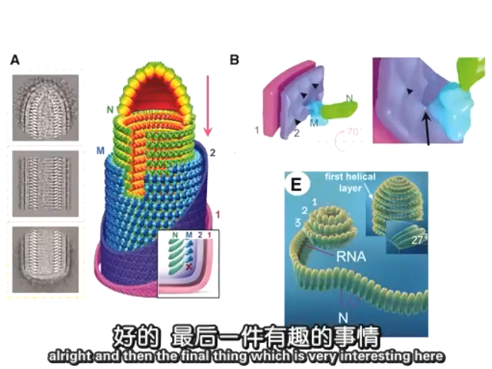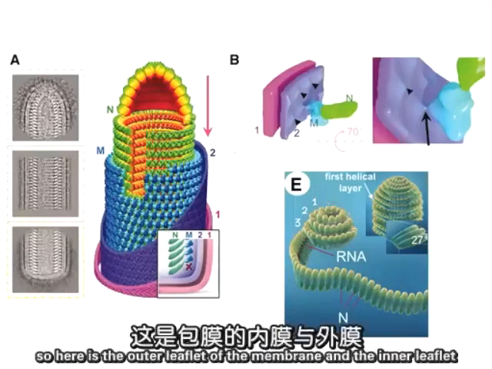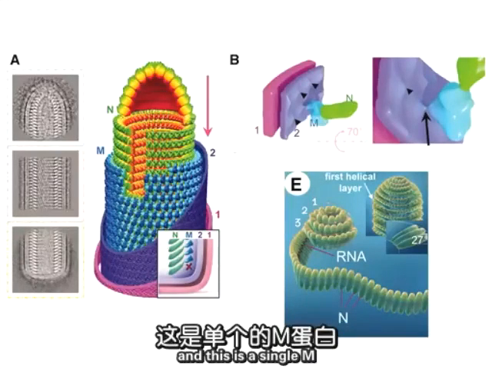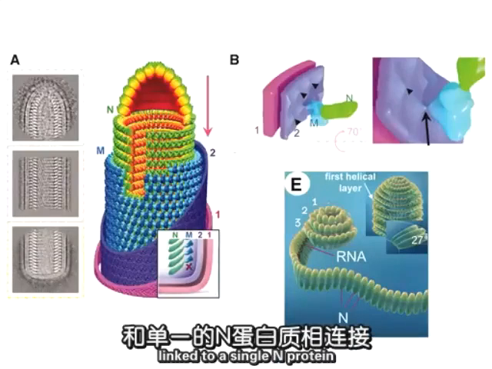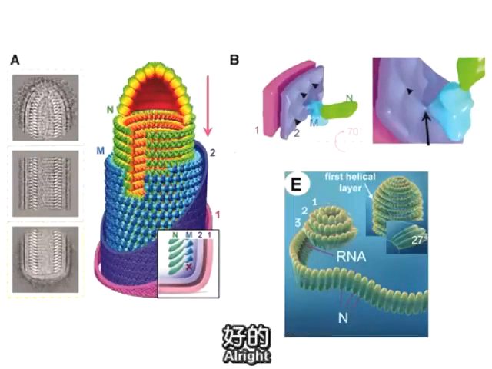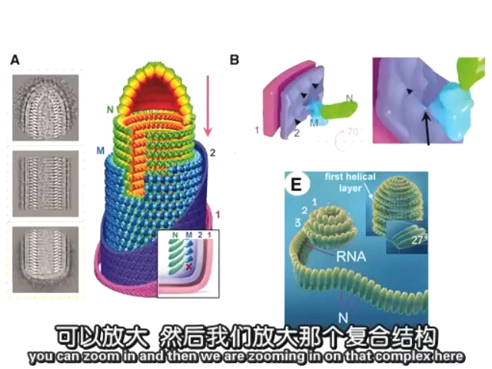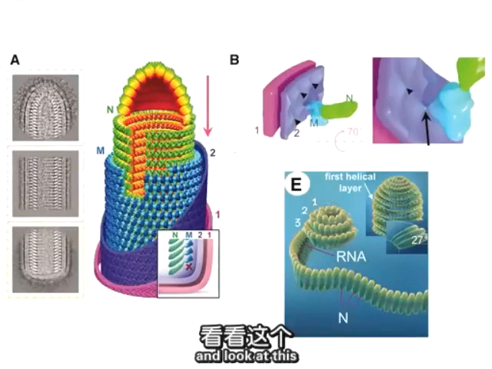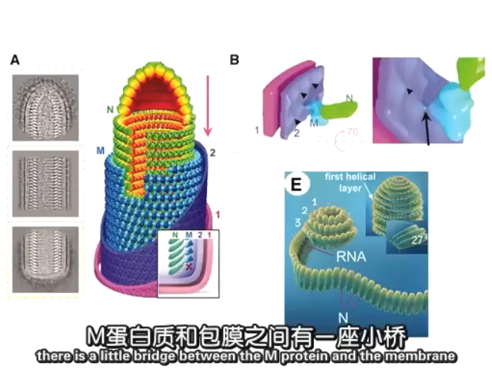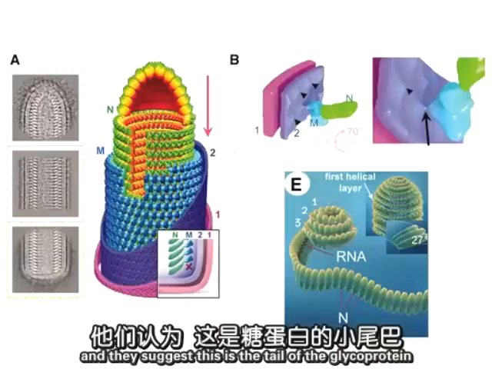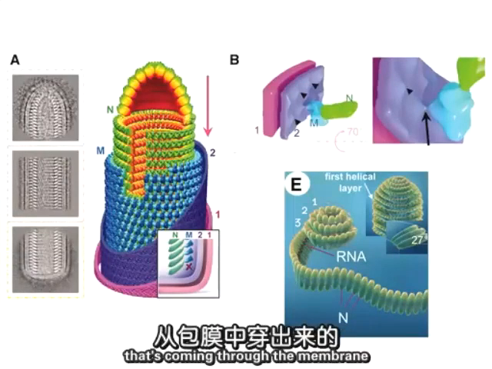All right, then the final thing, which is very interesting here, is this detail up close. So here is the outer leaflet of the membrane and the inner leaflet, and this is a single M linked to a single N protein. Right? If you just take away everything else, you can zoom in. And then we're zooming in on that complex here. And look at this. There's a little bridge between the M protein and the membrane. And they suggest that this is the tail of the glycoprotein that's coming through the membrane.